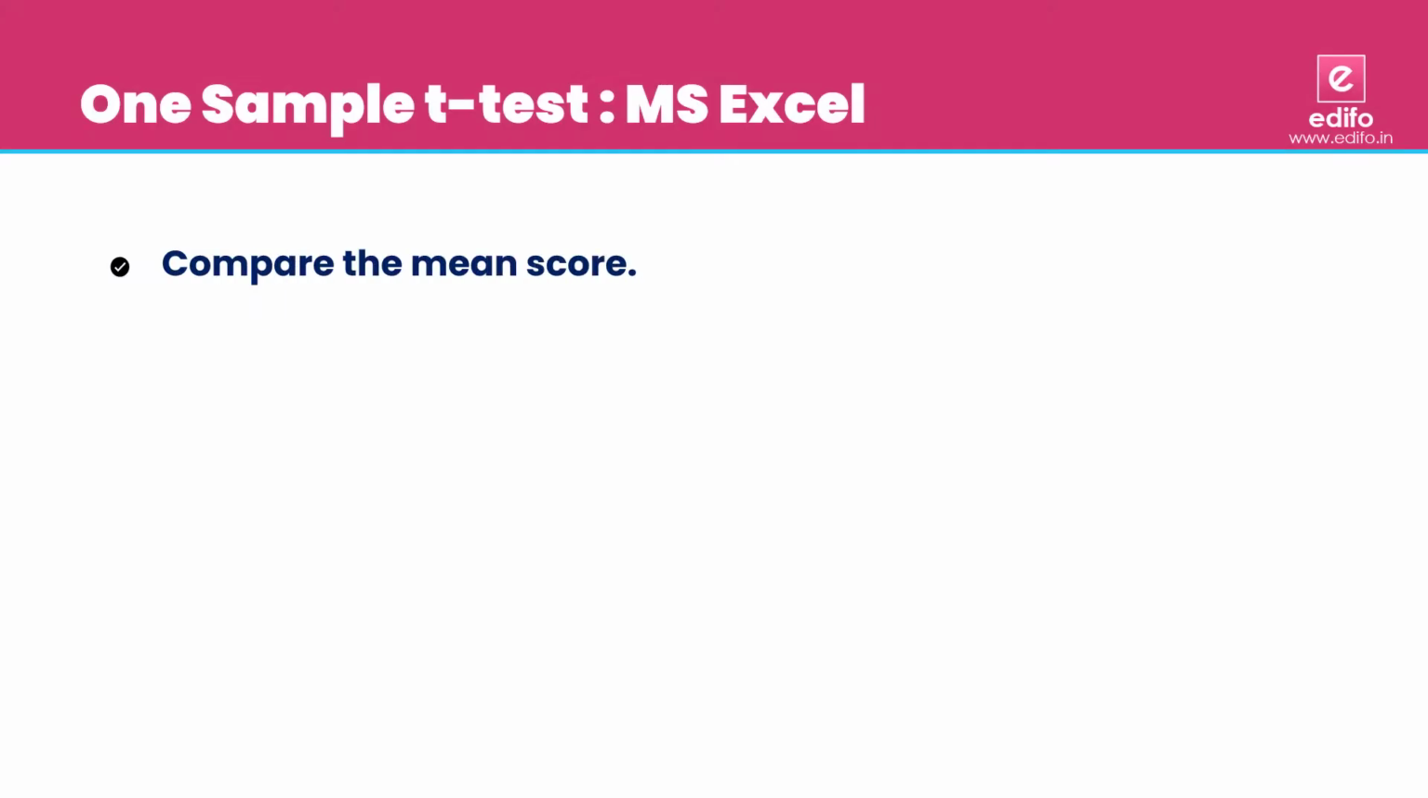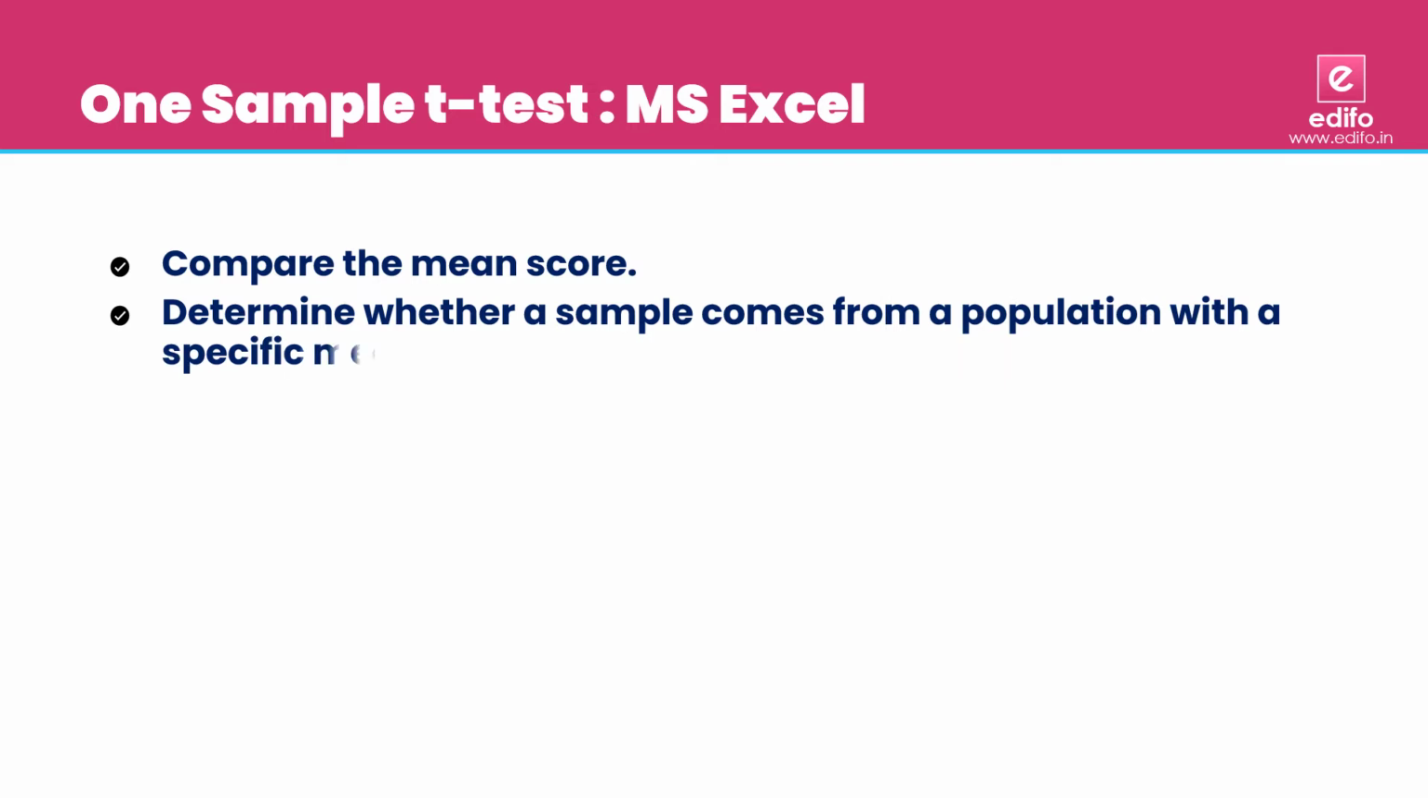The one-sample t-test is used to compare the mean score of our sample with the population mean. That is, the one-sample t-test determines whether a sample comes from a population with a specific mean. Here, the sample mean is the observed average and the population mean is the expected average.